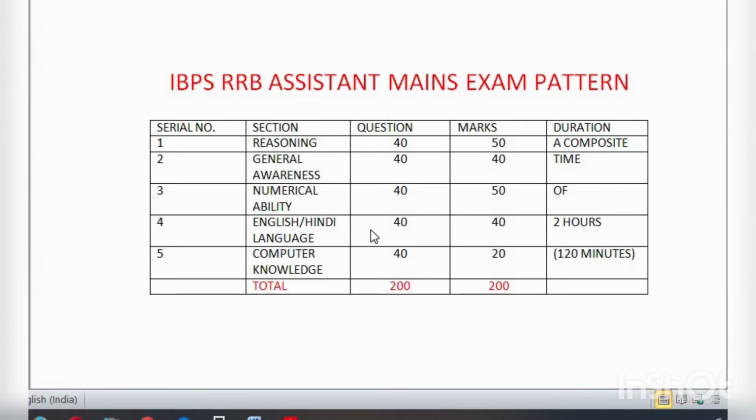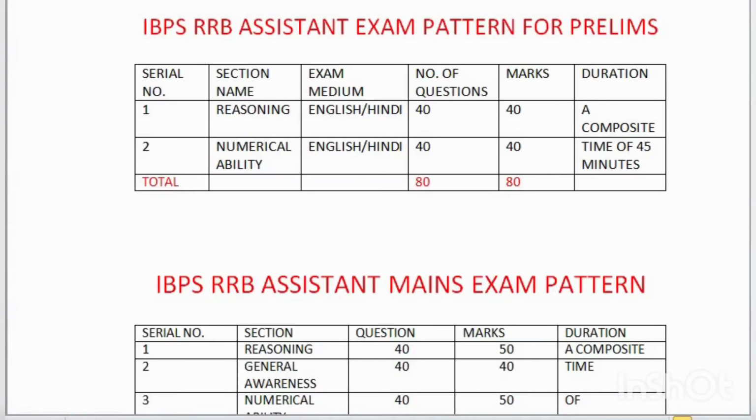English or Hindi, either language you can choose. So English or Hindi language consists of 40 questions of 40 marks, and computer knowledge has 40 questions of 20 marks. So you will have a composite time of 2 hours, that means 120 minutes. You have to complete all these 5 sections within these 2 hours or 120 minutes. So this is the overall exam pattern for RRB Assistant, prelims and mains.